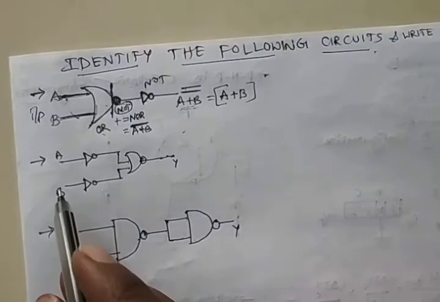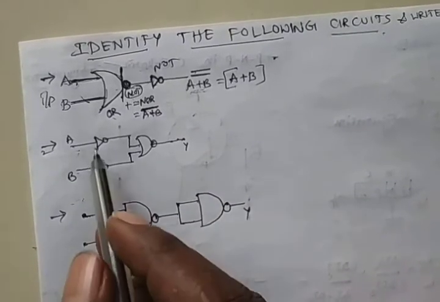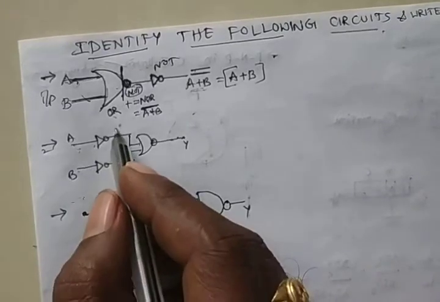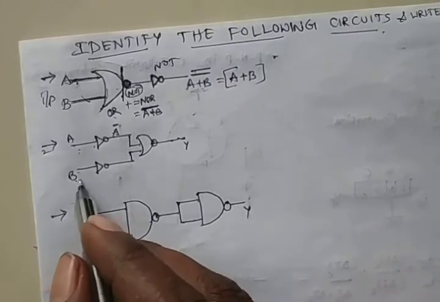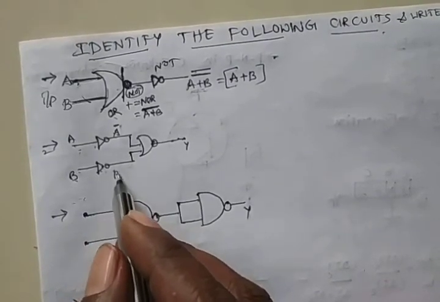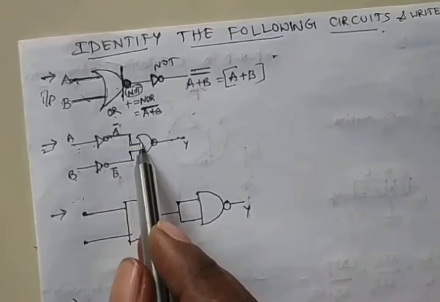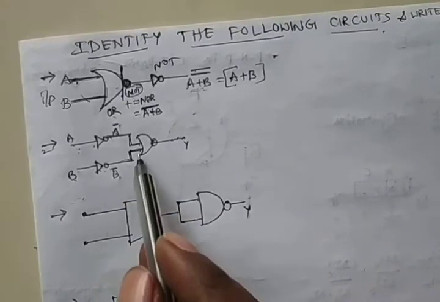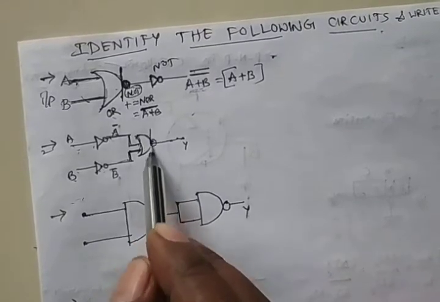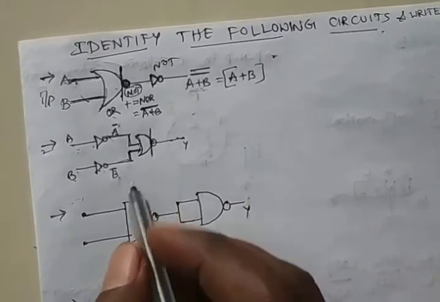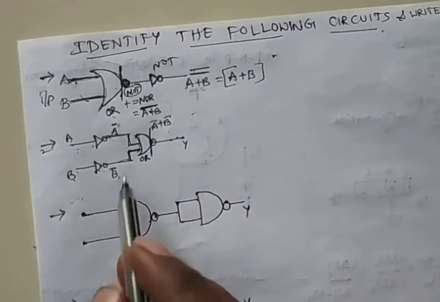Okay. Next, the second one. In this second one, inputs are A and B. What is this gate? NOT gate. Then you can write like this, A bar. Now this is connected to a NOT gate, means B bar. Now these are connected to this gate. What is this gate? Up to now this is an OR gate. So this OR gate will produce an output A bar plus B bar before the circle.